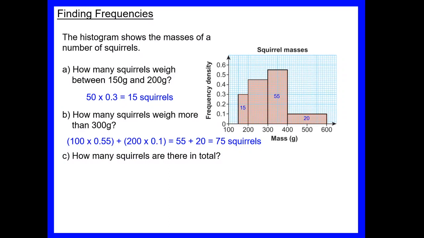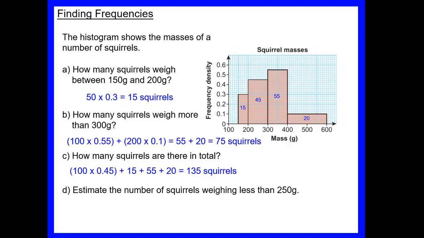Part C then, we're asked how many squirrels are there in total. Well, I've already written on each of these bars, so it's just the last bar that we need to find. So we're going to find the frequency of this bar and add it to all of the rest of them. So there are 45 squirrels in that bar, so that gives us a total of 135 squirrels.